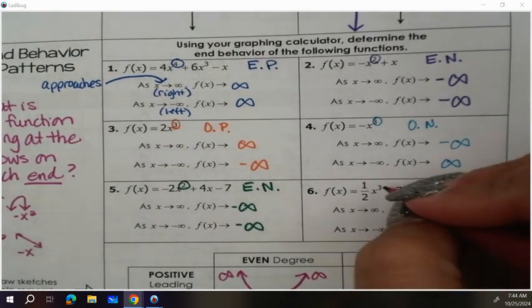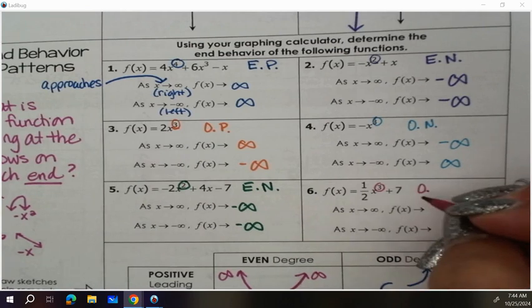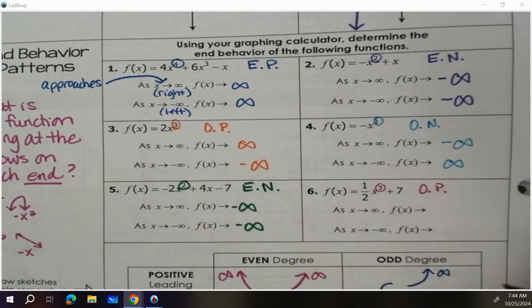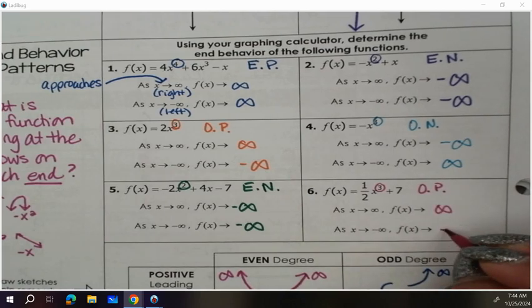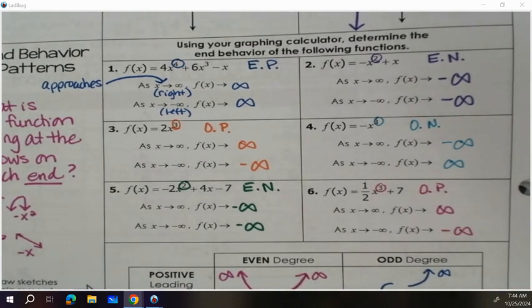This guy is odd, okay? Odd, positive. Odd positive means as I go to the right, I go up. As I go to the left, I go down.